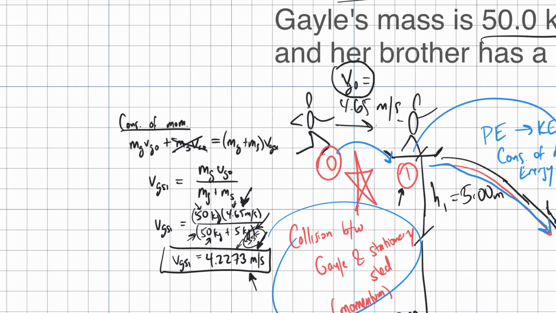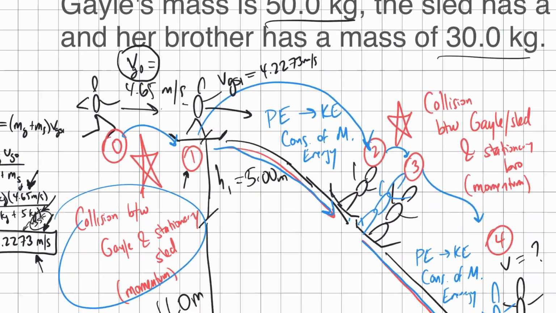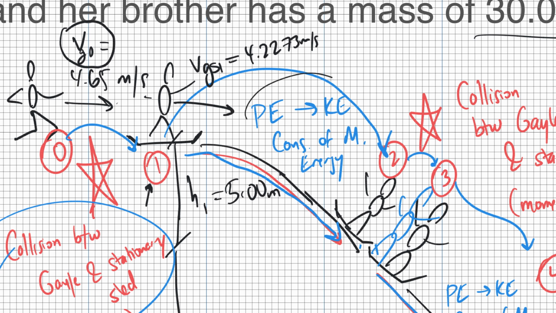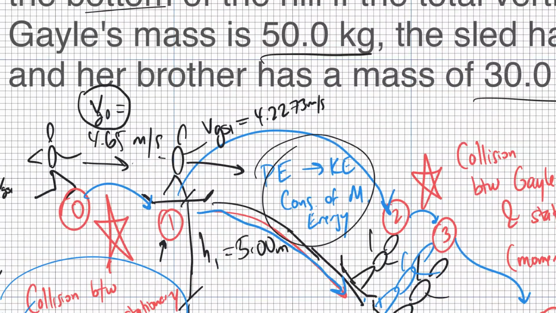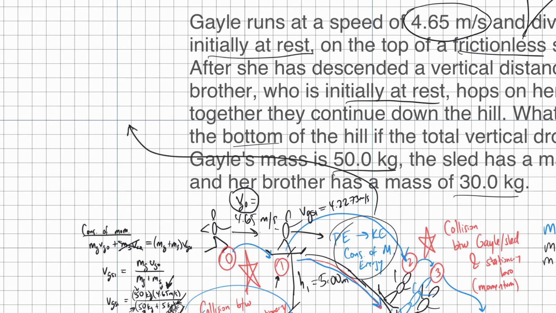Okay, so I'm going to go up to my drawing. Now she is beginning down this hill, and Gayle and the sled at point 1 are going 4.2273 meters per second. Now she is going from 1 to 2, so we're going to do potential energy, kinetic energy, conservation of mechanical energy. I don't know that I have enough room in here, so let's just go up here and we'll do the math over here.